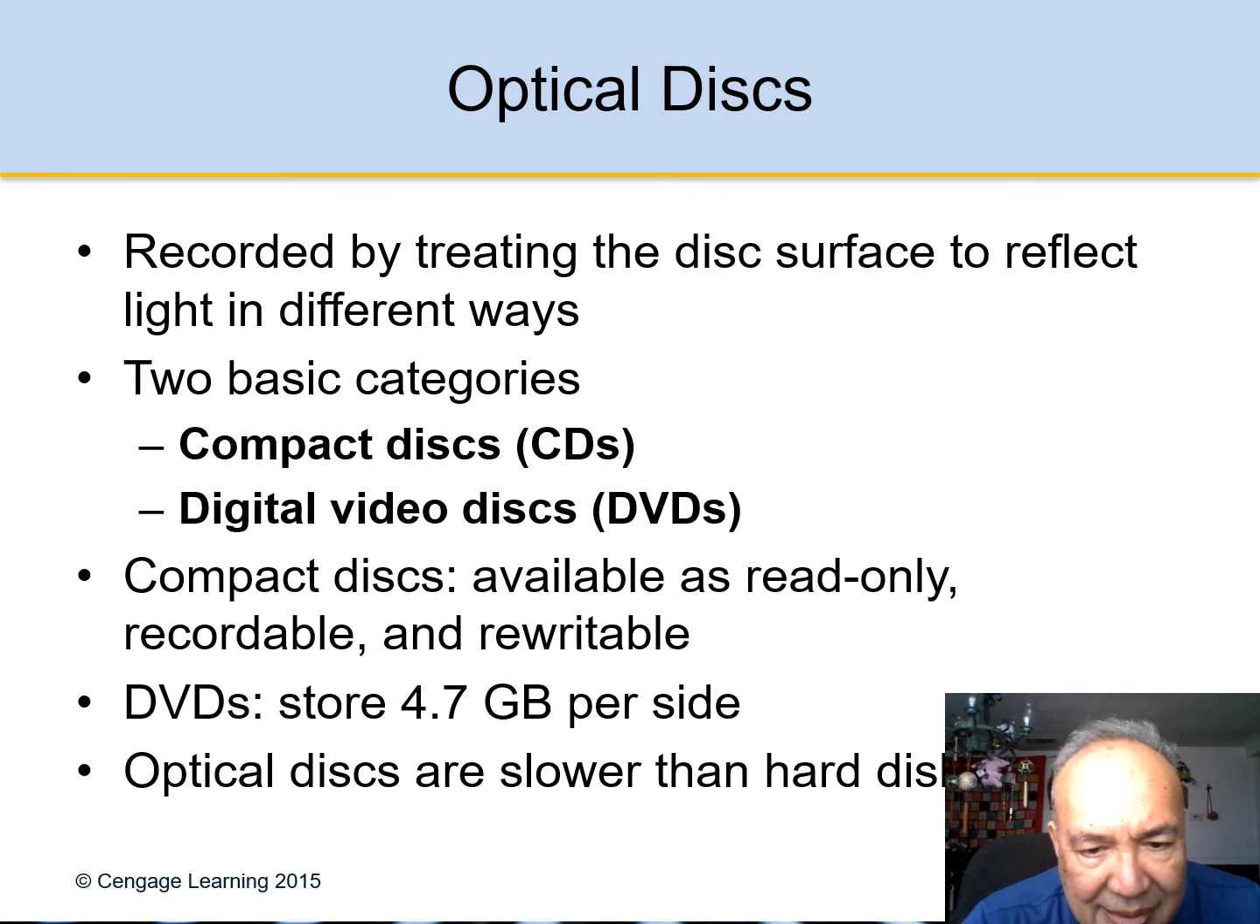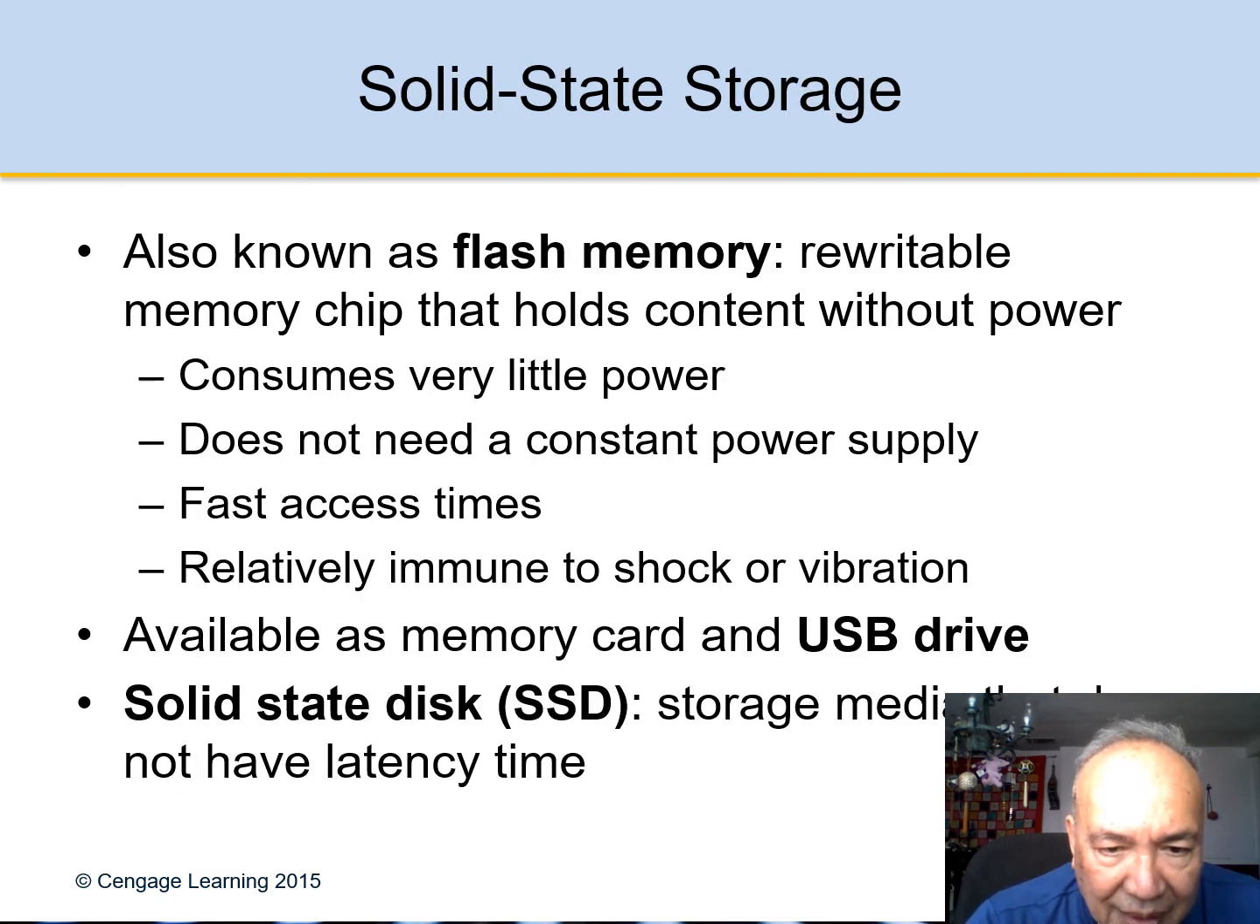Okay, optical disk, recorded by treating the disk surface to reflect the light in different ways. Compact disc and digital video disc, the DVDs. Nobody's using this anymore right now because we have it all on the cloud, like Netflix and YouTube. And then the flash memory, the solid state.